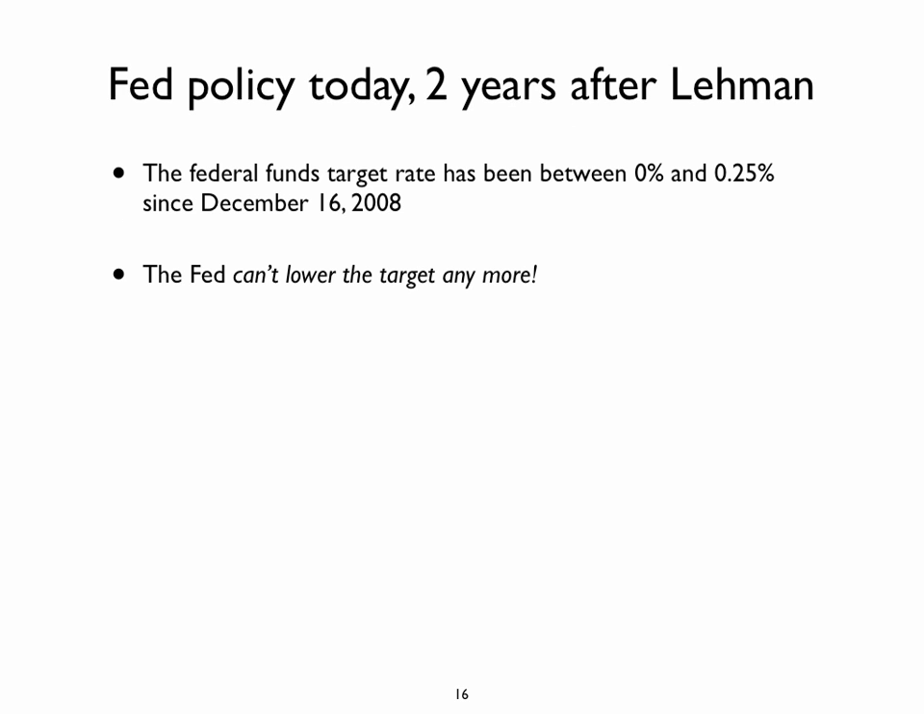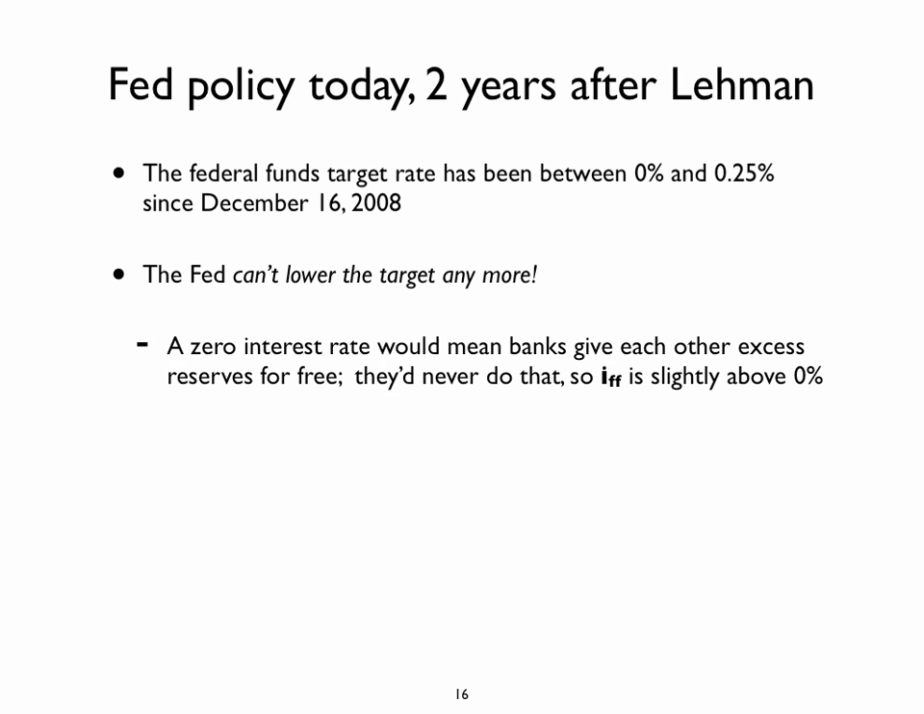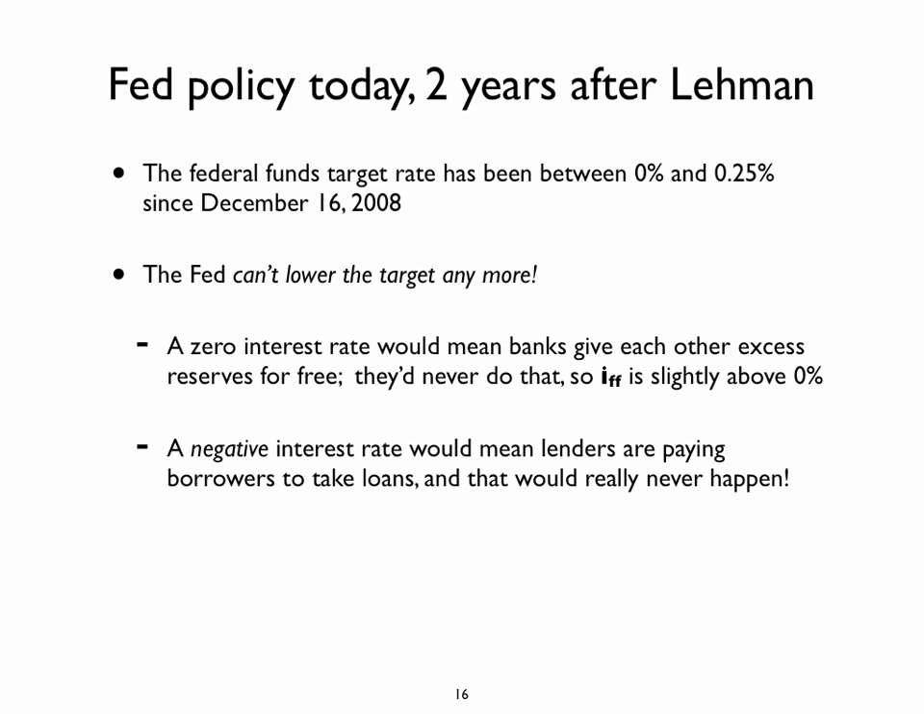The Fed can't lower the target anymore. A zero interest rate would mean that banks actually give each other excess reserves for free. They'd never do that. So the Fed funds rate is actually slightly above 0%. A negative interest rate would mean something even more perverse, that lenders would be paying borrowers to take their money, and that would really never happen. But the problem is that unemployment is still 9.6%. You can think of this in the ISMP diagram as an IS curve that is still shifted quite a bit to the left. Annual inflation is only 1.1%. Core inflation, which is inflation minus food and energy, is even lower at about 0.6.